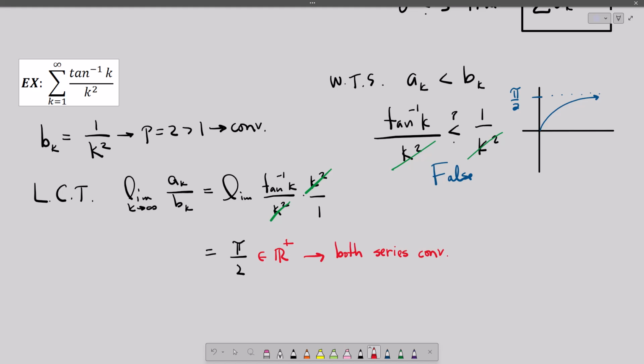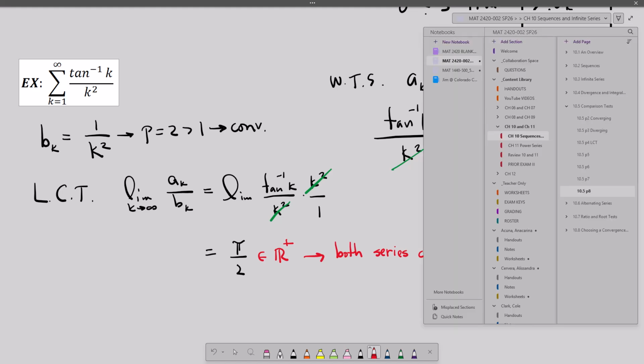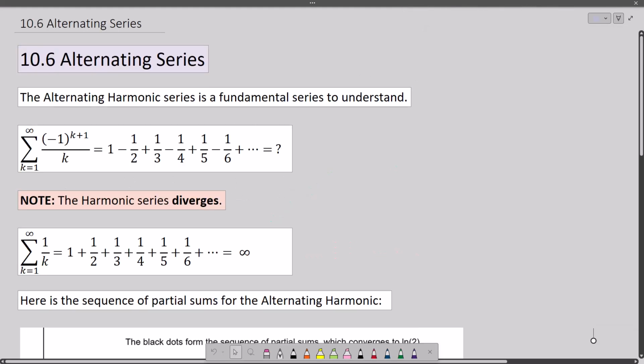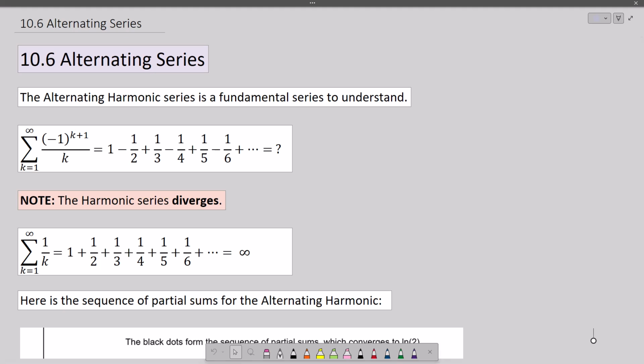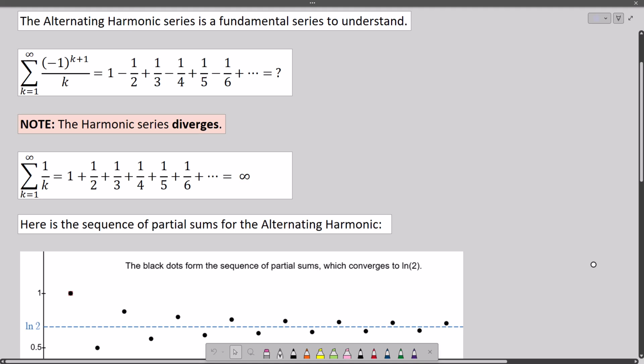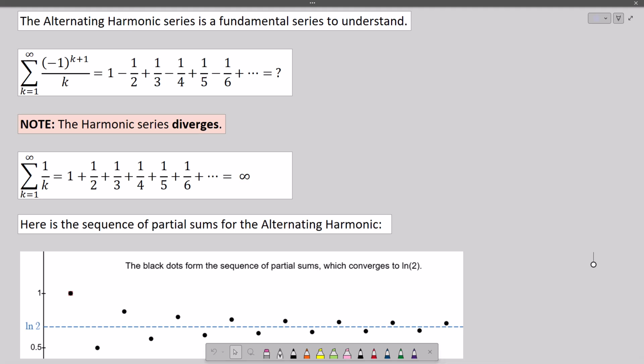We have another type of special series that we are going to take a look at next. All the series up to this moment have been positive valued. All the terms are positive. We're about to change that. The first series that we're going to look at that doesn't have all positive terms is called the alternating harmonic series. Half the terms are positive, half are negative. The terms are alternating.